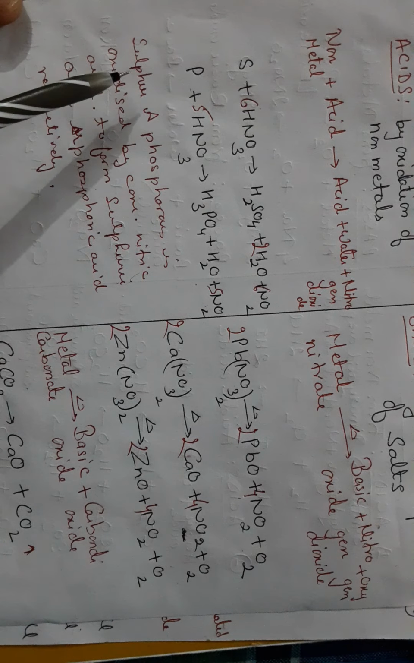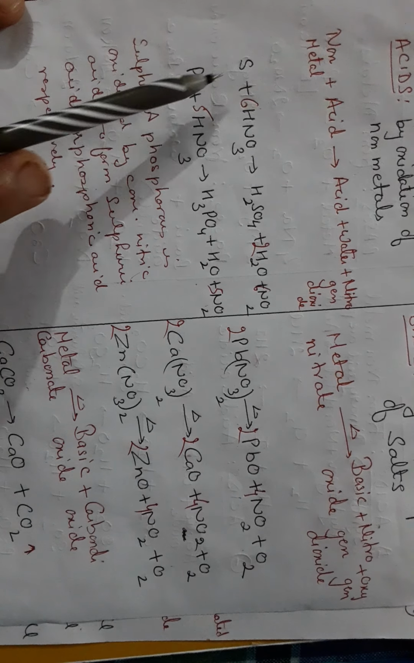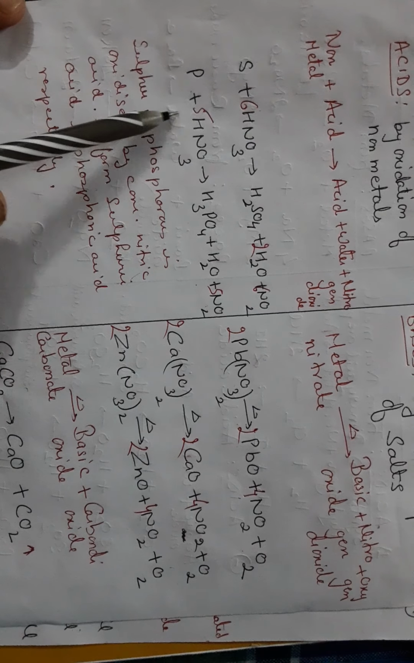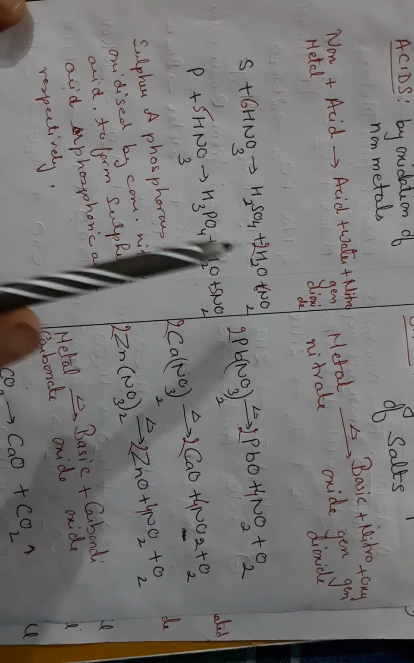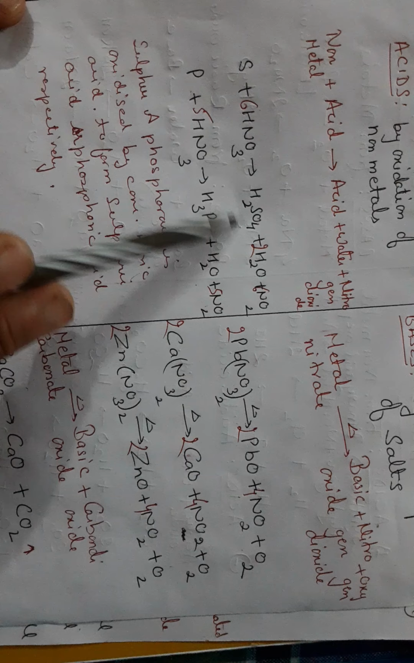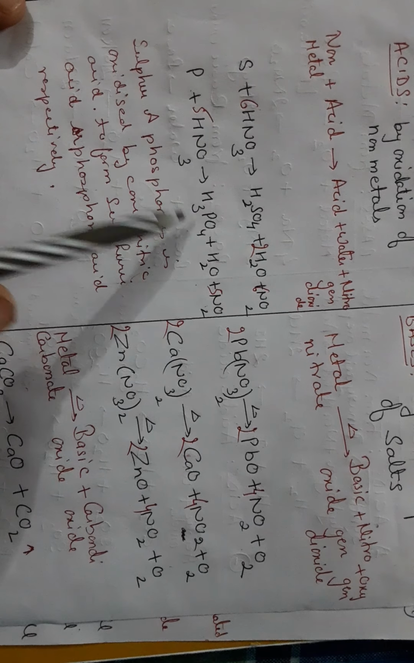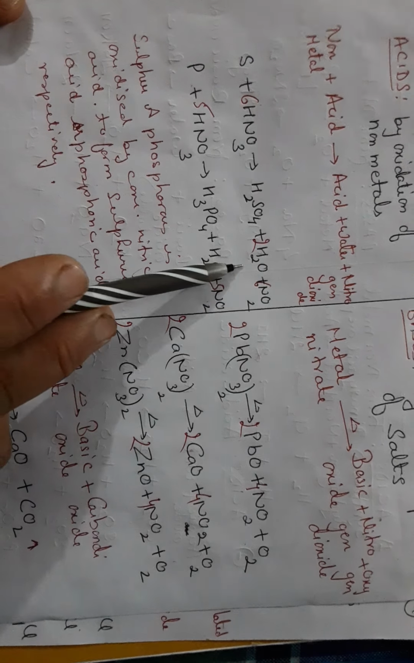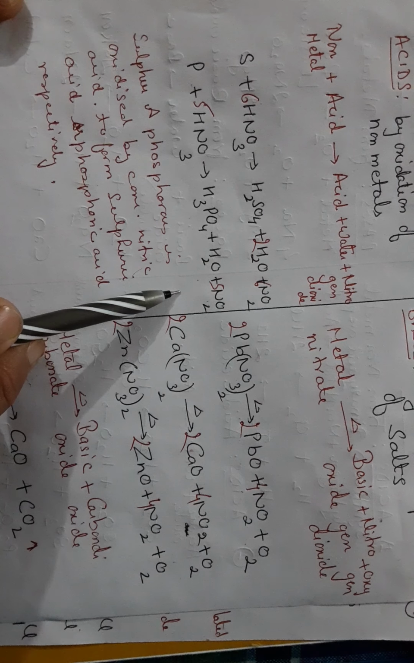Again, sulfur and phosphorus are nonmetals. They are oxidized by concentrated nitric acid to form sulfuric acid and phosphoric acid respectively. In addition, water and nitrogen dioxide gas are liberated.